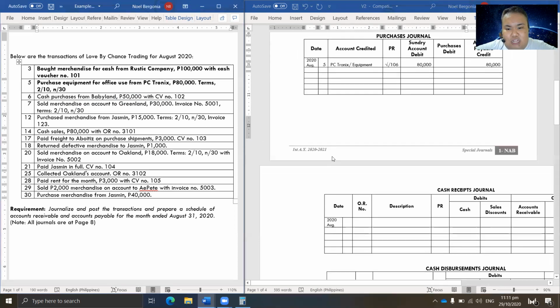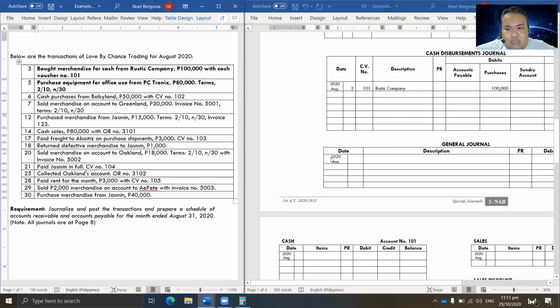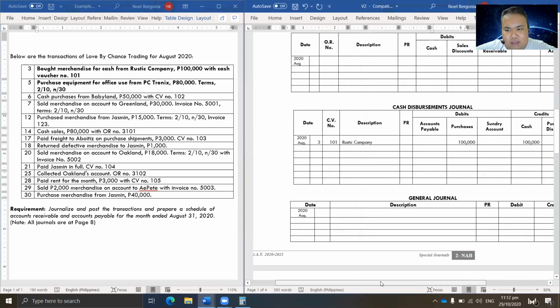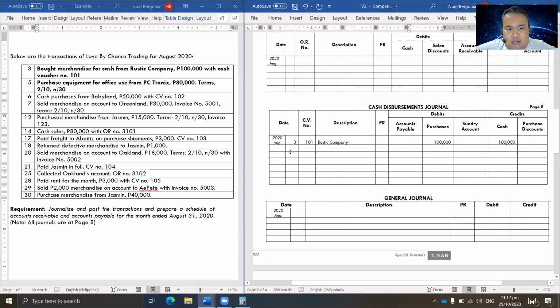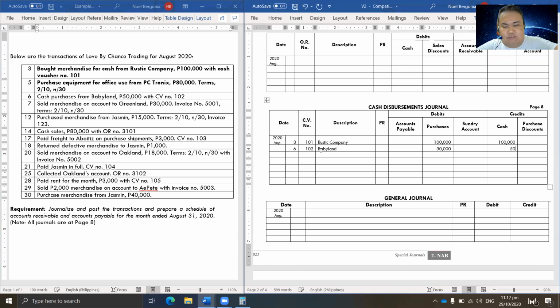So we will be using the cash disbursements journal. All right. So, ayan. So, another cash disbursement. So, 6. Okay. So, cash voucher 102. Then, the company would be Babyland. Tapos, ano ulit ang entry? Pag cash purchases, debit purchases, and credit cash. Okay. So, nakalagay ulit sa purchases column, no? 50,000. And our cash, 50,000.